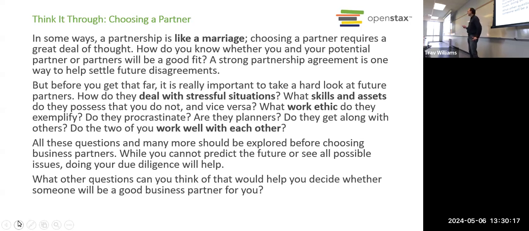So before going into a partnership, you'd really want to think carefully. Do I want to be married legally to this partner? Not married, but tied legally to this partner. Does that person deal with stress well? What skills do they bring? Do they work hard? Do they work well with others? These would be really important things to think about before you sign on the partnership agreement that you're going to work with this other person.